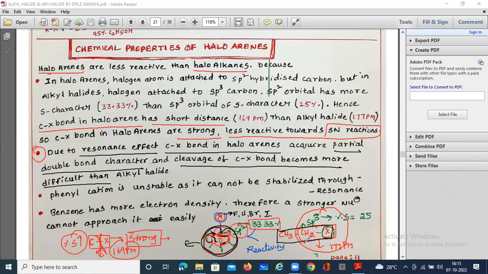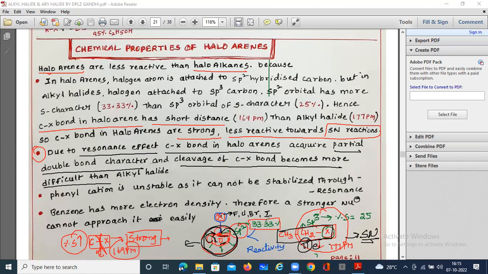There are no pi electrons. So pi electrons are absent. So there is no delocalization, so there is no resonance. That's why they are highly reactive towards SN, nucleophilic substitution reactions.